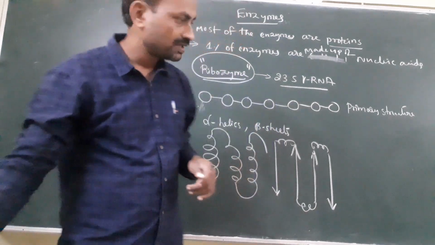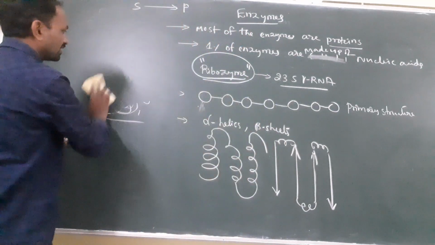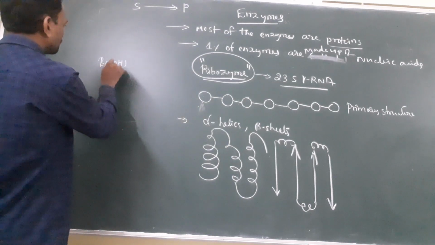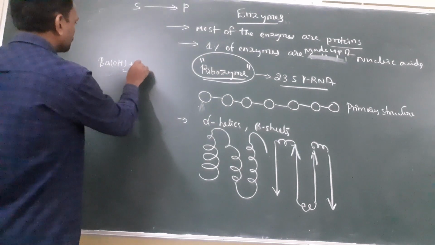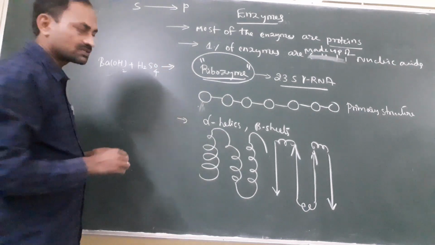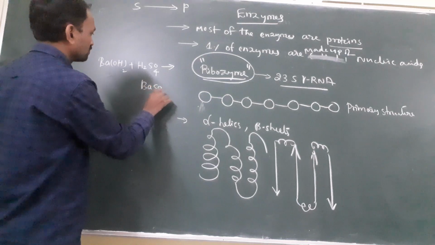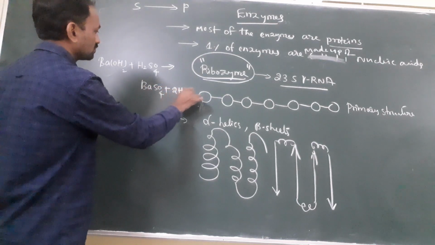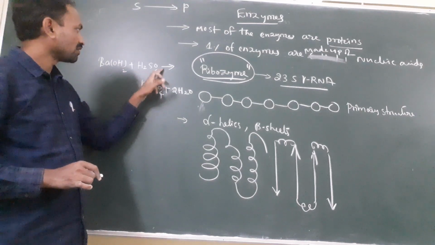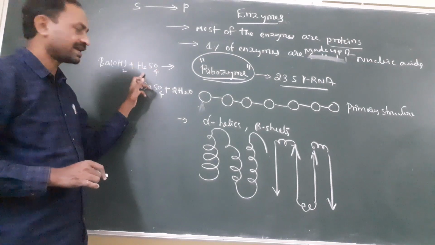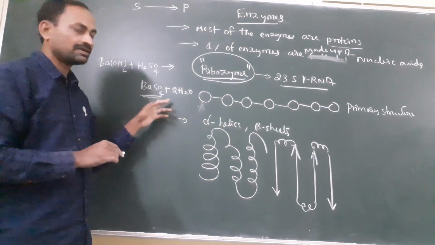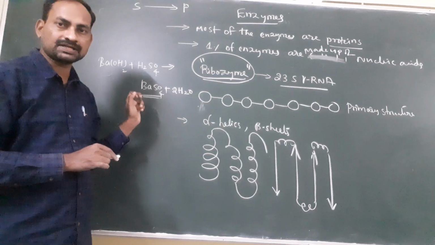For example, here I will write one chemical reaction, that is barium hydroxide plus H2SO4 gives rise to barium sulfate plus 2H2O. Here barium hydroxide reacts with sulfuric acid and forms barium sulfate and water. This is a chemical reaction. Okay.